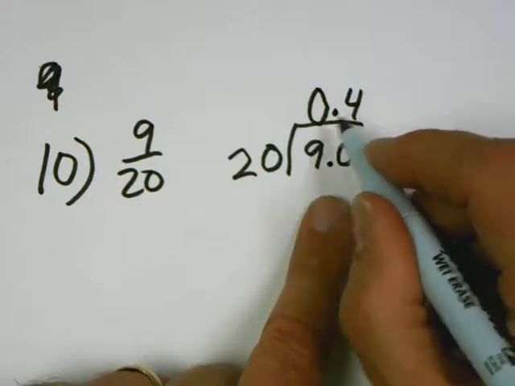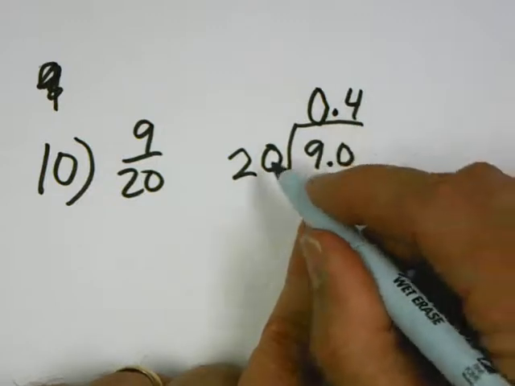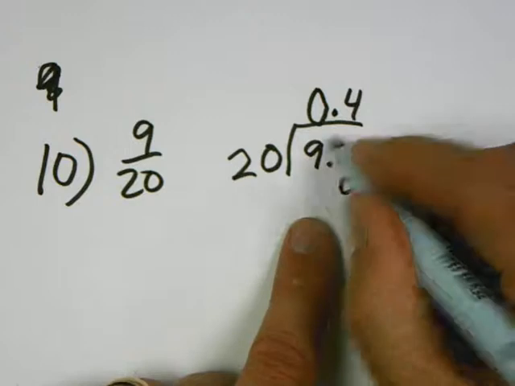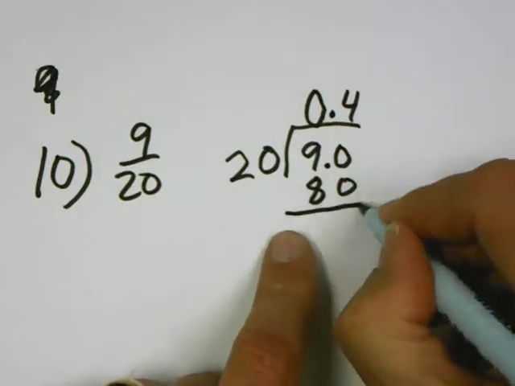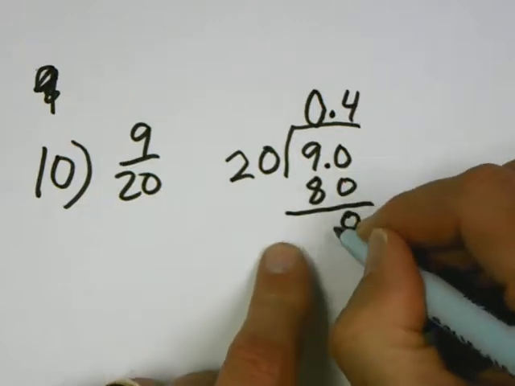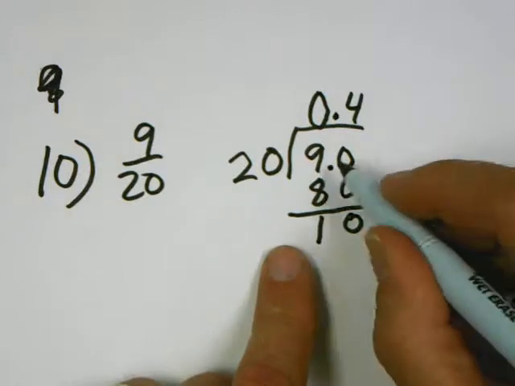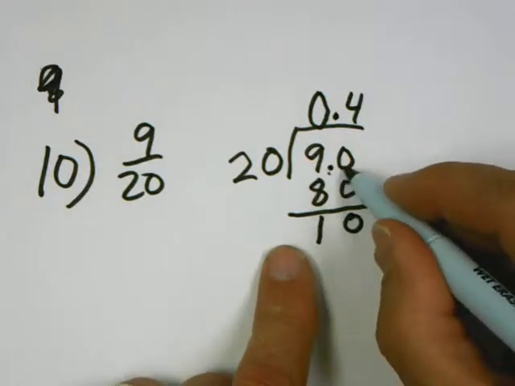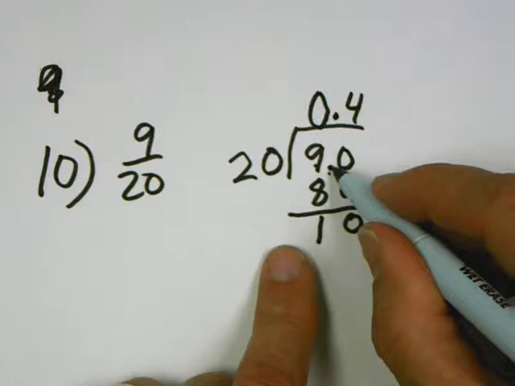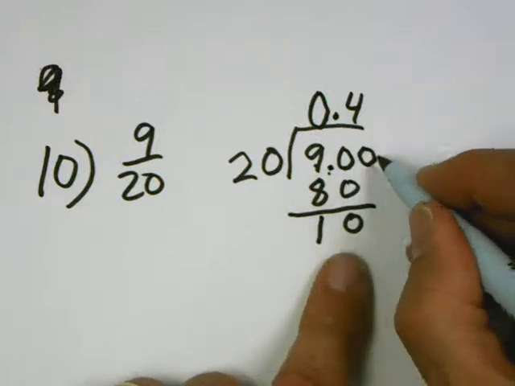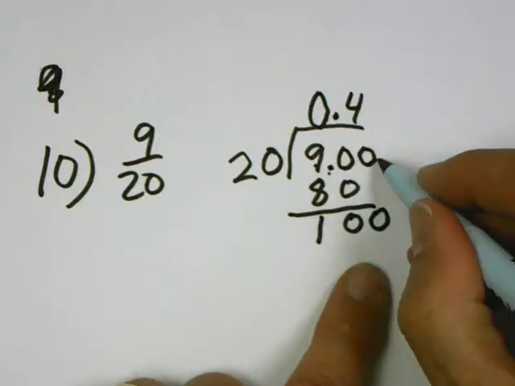So then I just do regular division, 4 times 0 is 0. 4 times 2 is 8. I subtract. I have my remainder of 10. Now I can keep adding zeros here, because 9 is the same as 9 and 0/10, and 9 is the same as 9 and 0/100. So I can add another 0 here without changing the value.